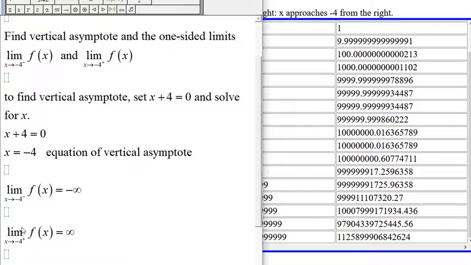These are called one-sided limits. This is the limit from the left, and this is the limit from the right. This is the limit of f of x as x approaches negative 4 from the left. This is the limit of f of x as x approaches negative 4 from the right.